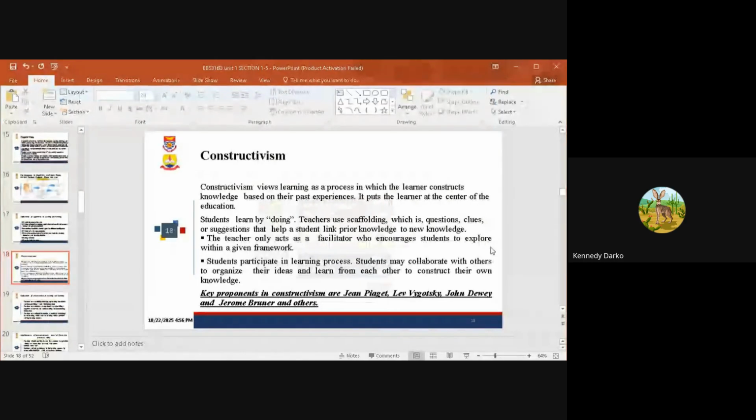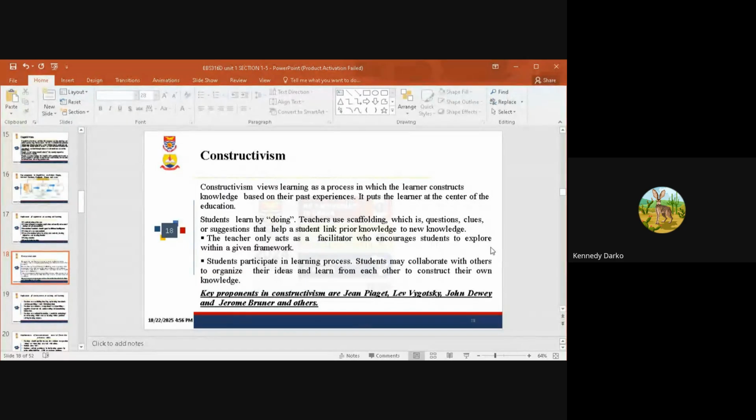So the students will participate in the learning process. When you do this, they are learning through the process. The other students will also collaborate with others to organize their ideas and learn from each other. When they do that, they are constructing their own knowledge, and that is the best.